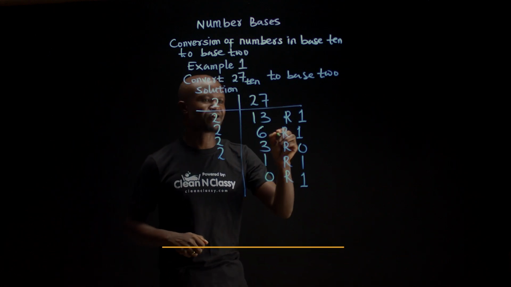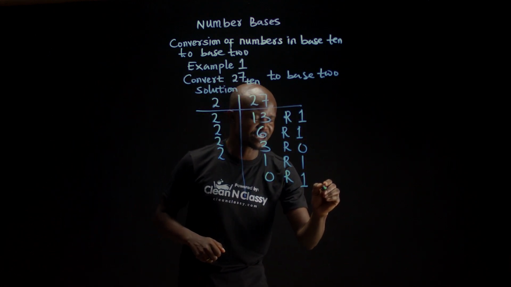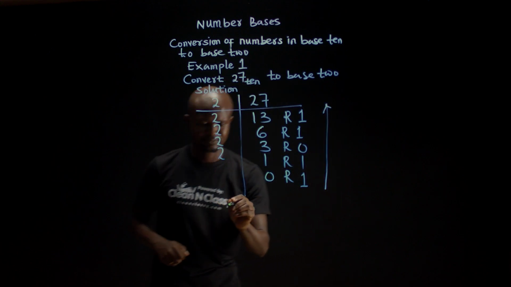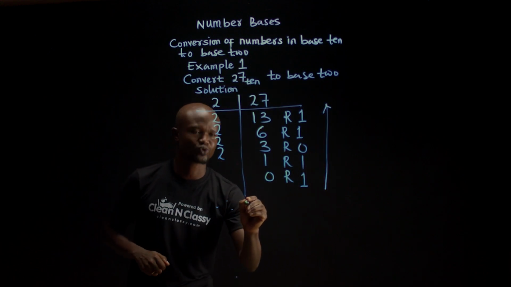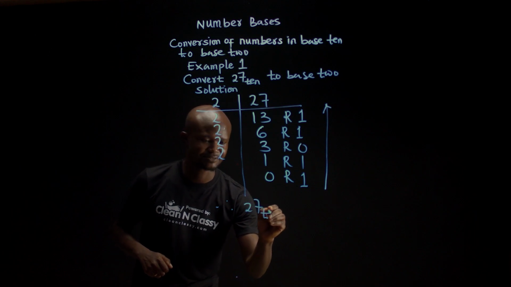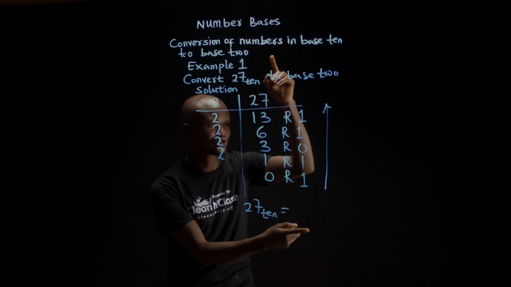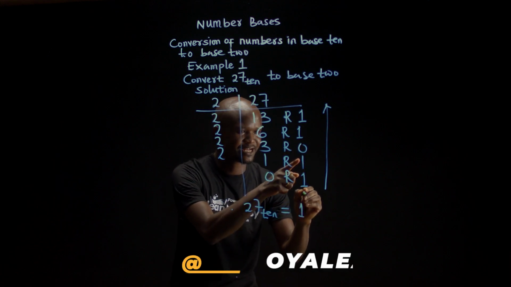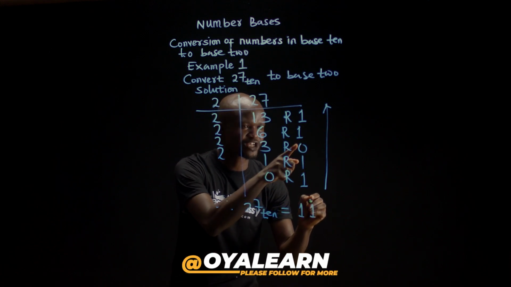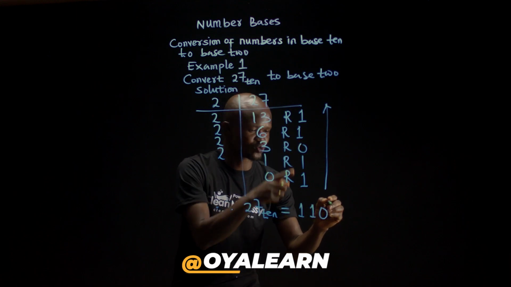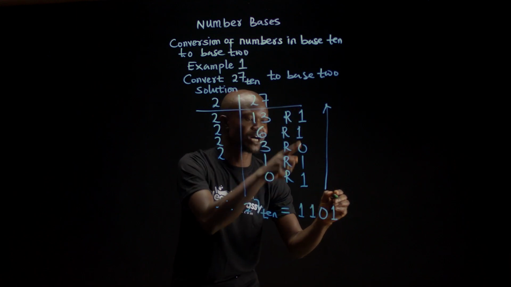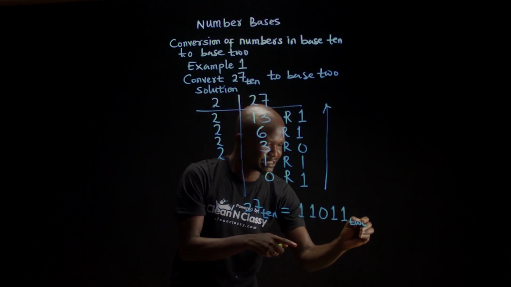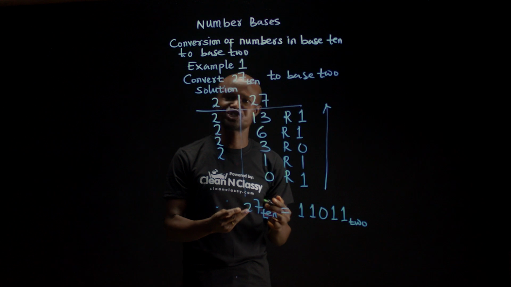Then, our final solution, we are going to take it from down to up. We draw an arrow. We can now conclude that what? 27 base 10 is equals to what? From down to up. We have 1, the next one, 1, the next one, 0, the next one, 1, the next one, 1. Then we need to put the base. We write base 2. That is the solution to the problem.